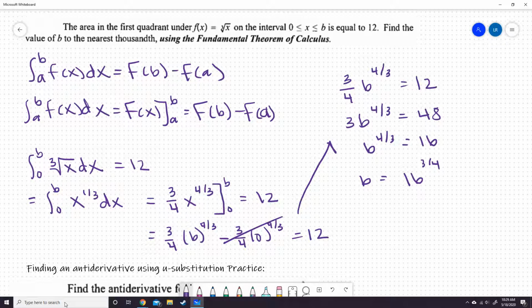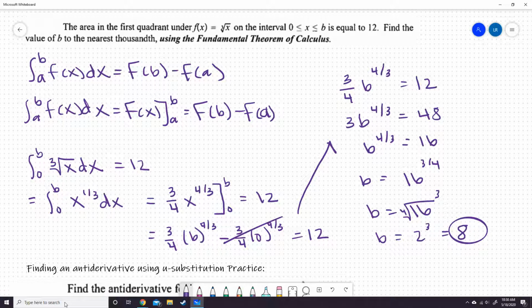You can either do 16 cubed first, or you can do 16 to the 1/4. To me, that's easier. So this would be the 4th root of 16, and then we'd cube it in the end. And the 4th root of 16 is 2. So we get b is 2 cubed, which means b is 8. Oh, I forgot to write the 8. I just circled my answer.